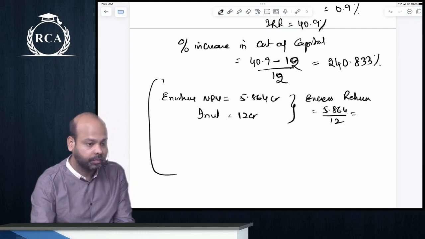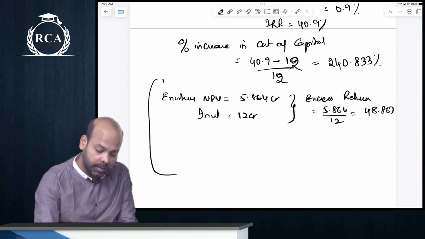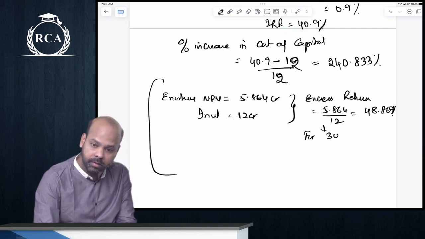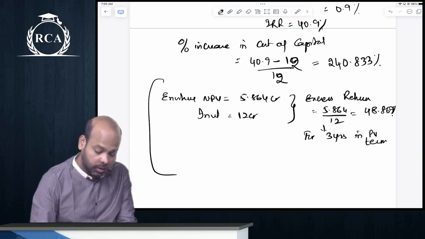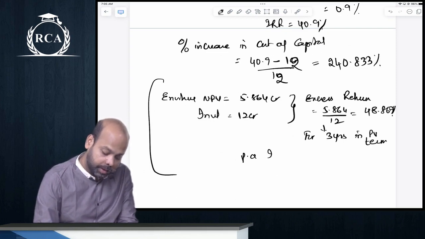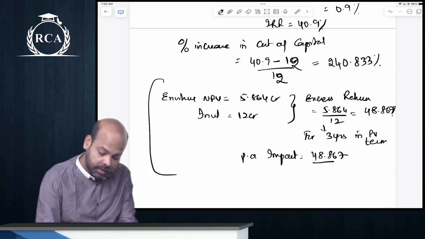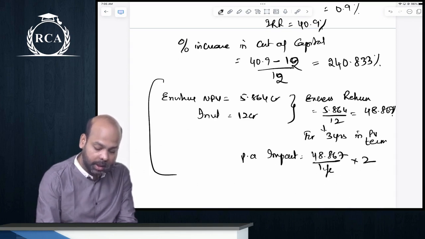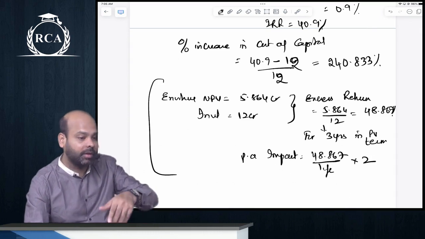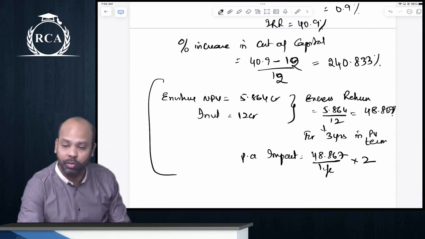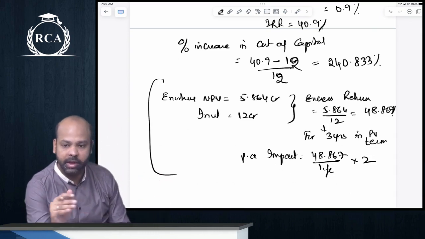Say it in percentage. 48.867%. This is for 3 years, but in present value terms. So guys, per annum impact, you have to divide it by 3, that is the life of the project, multiplied by 2. This multiplied by 2 does not remain constant in every case. Sometimes it is 1.8, 1.9, 2.1, 2.2, but we don't go to that max.